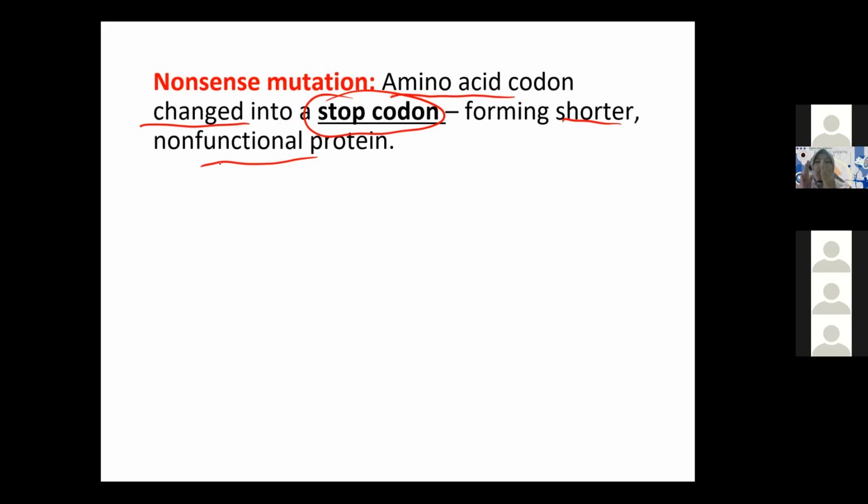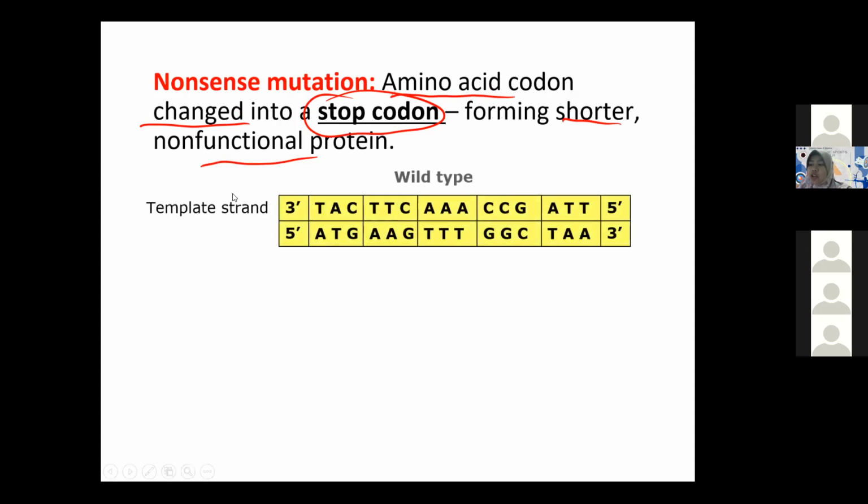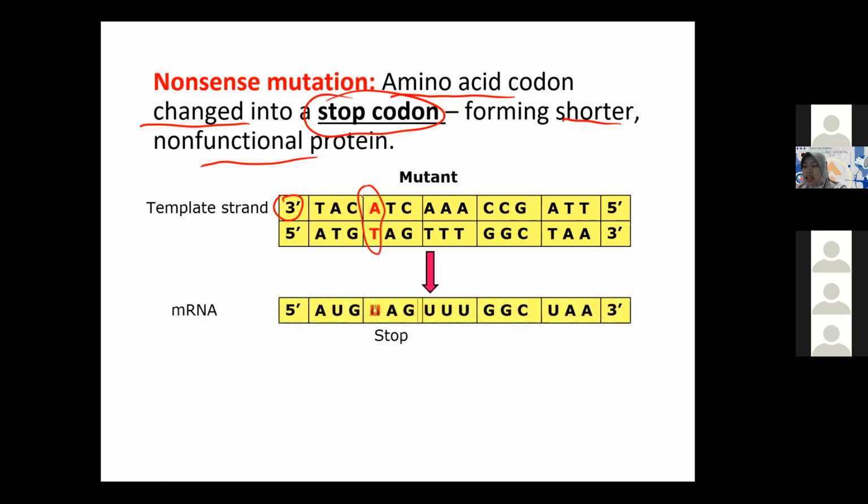Now they become shorter because of the stop codon. So then it becomes a non-functional protein. For example, this is our template strand of normal DNA. Now let's see, the mutation happened here. T is substituted into A in this case. Can you see? It changed to A, right?